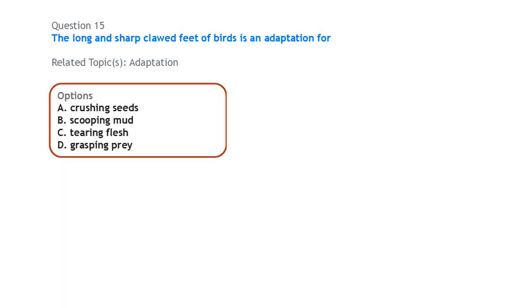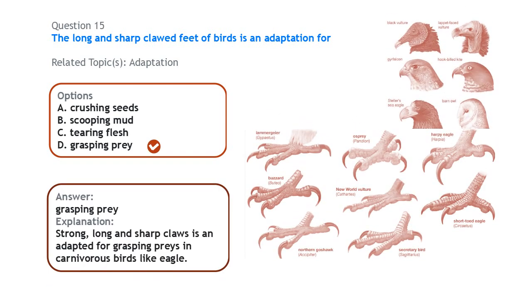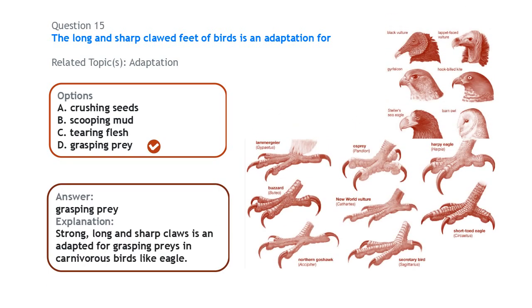Next, on adaptation, the long and sharp clawed feet of birds is an adaptation for. So the beak and also the feet of birds are structured in different ways based on the food of choice of the bird. Those that have long and sharp claws are usually carnivores. They are those birds that feed on other organisms, so they prey on other organisms. So that long and sharp claw is a modification or an adaptation for grasping of the prey.